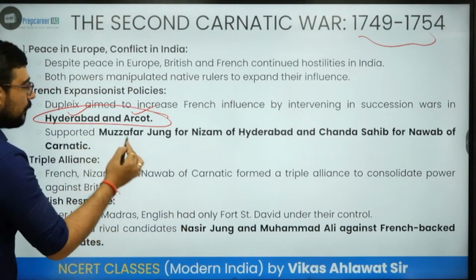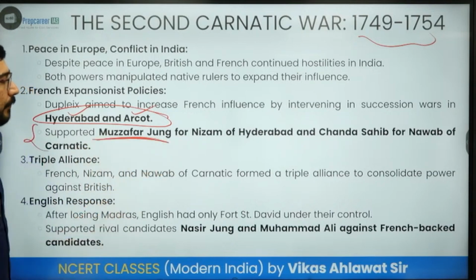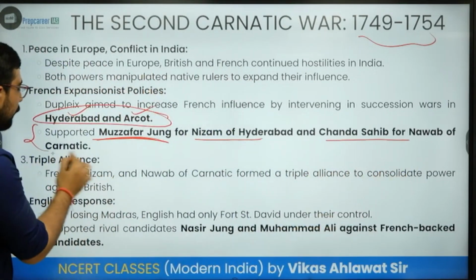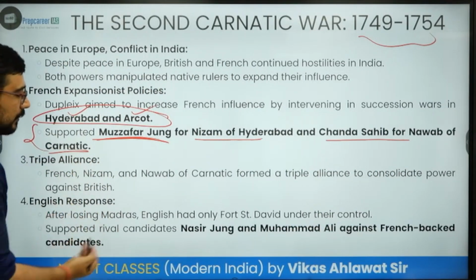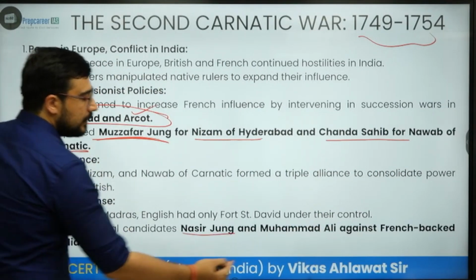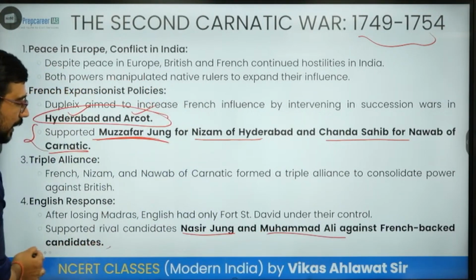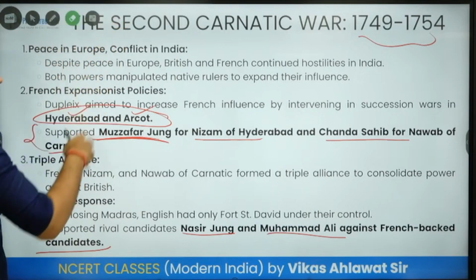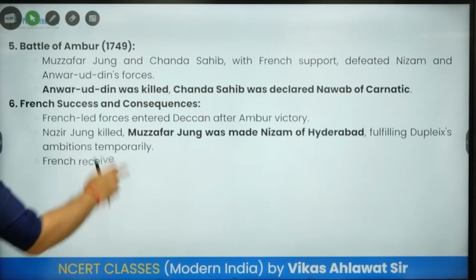succession. So the French were supporting Muzaffar Jung for the Nizam of Hyderabad and Chanda Sahib for the Nawab of Carnatic. These are their contenders. But naturally the British supported Nasir Jung and Muhammad Ali against the French-backed candidates. So this is how a kind of alliance was created by both of them, and this was bound to turn into the second Carnatic War.